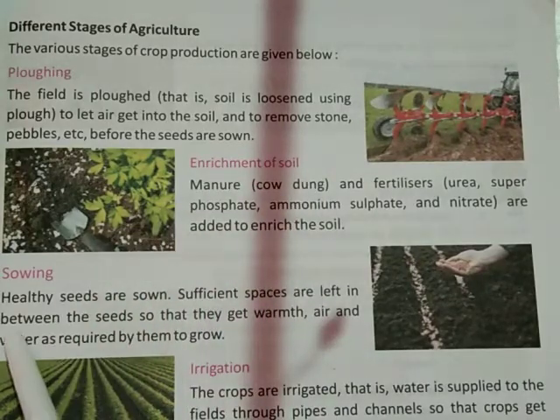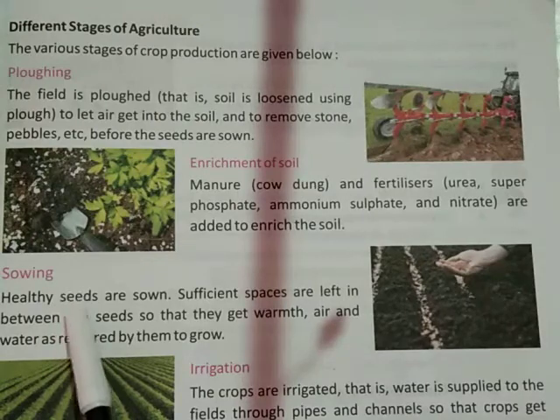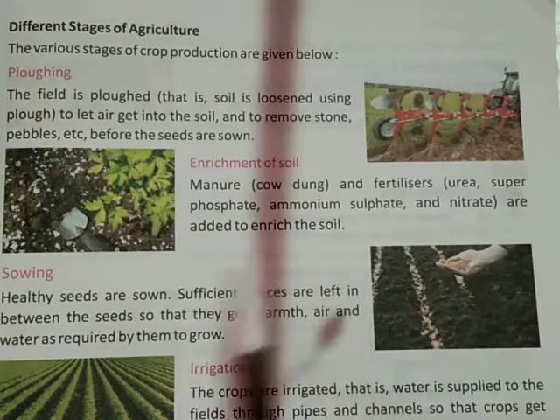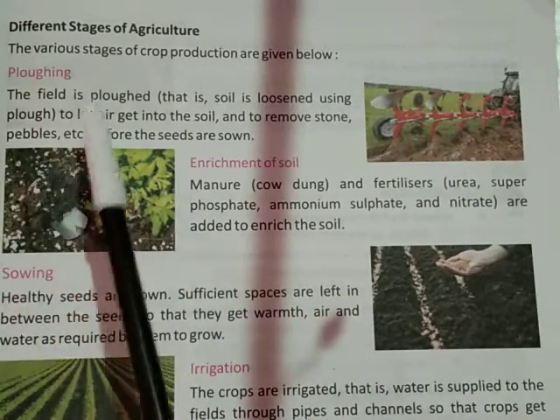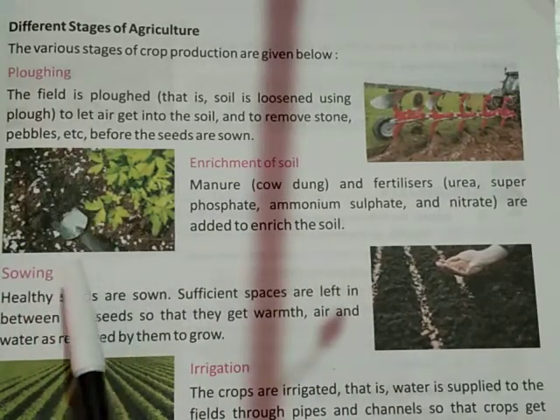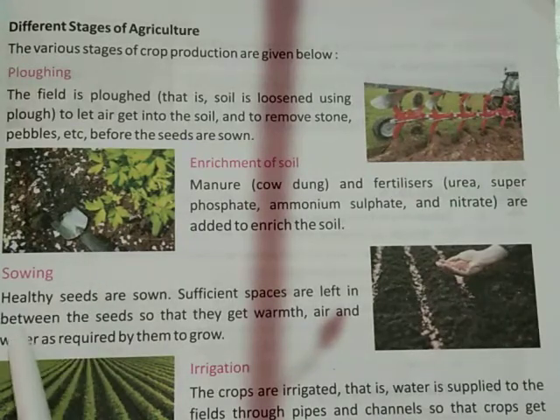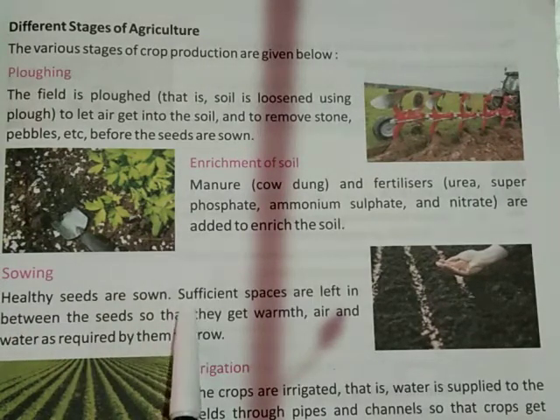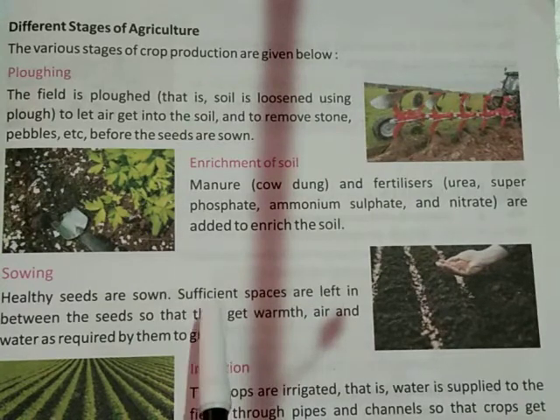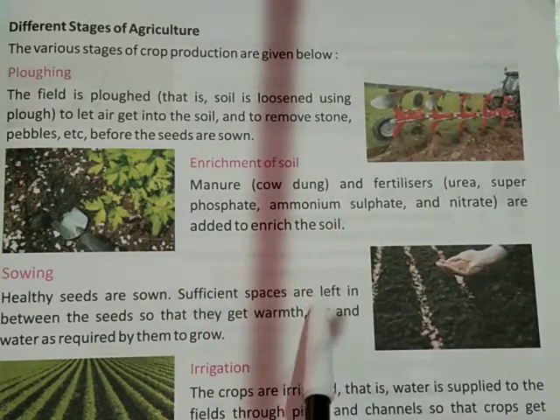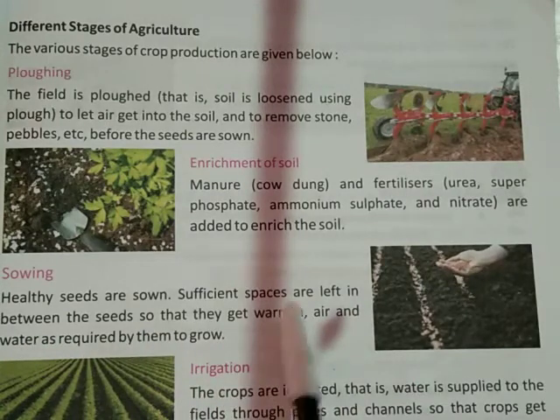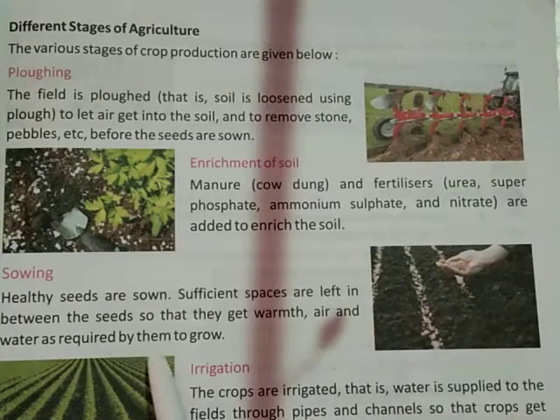Next step is sowing. Sowing means we are dropping seeds into the field that we have already ploughed. But in sowing we have to follow some steps. First, the seed should be healthy, so we use healthy seeds to sow. Second, sufficient space. We maintain a sufficient space between two seeds. And third, they can get the warm air and water required to grow.